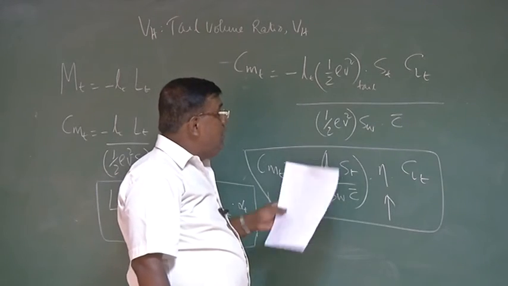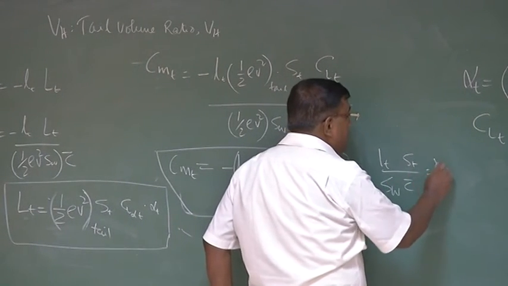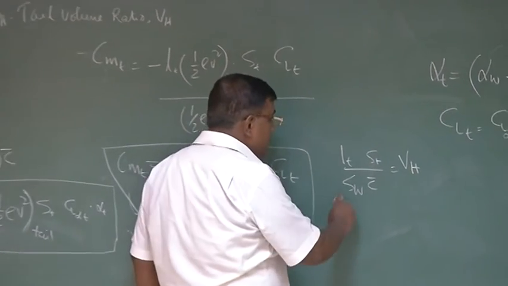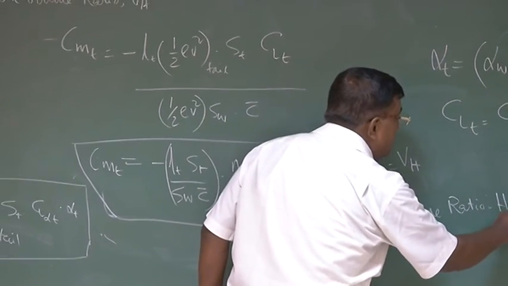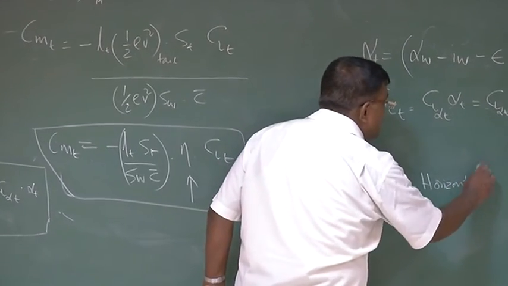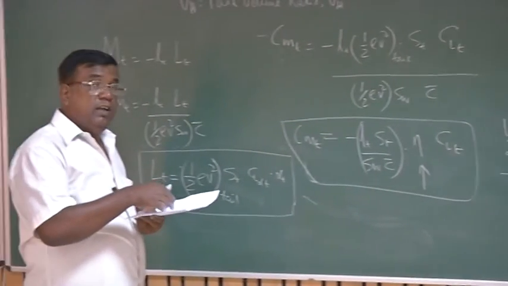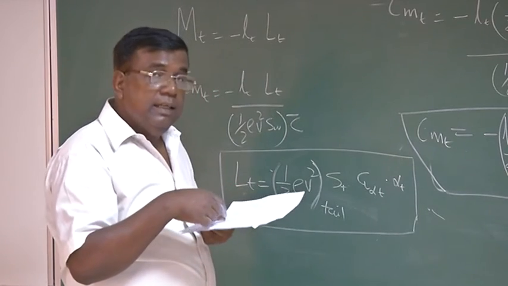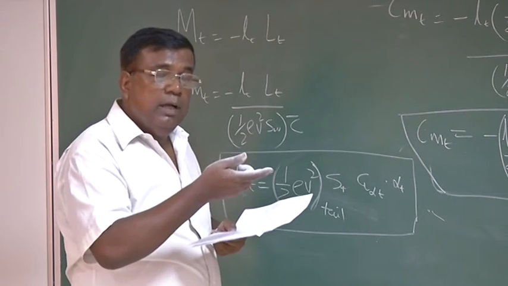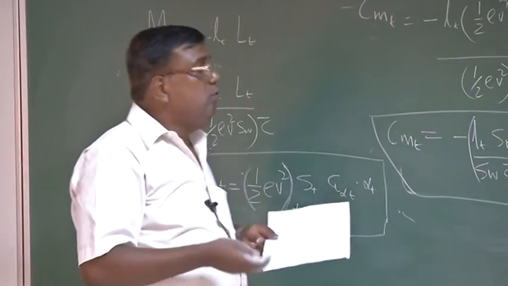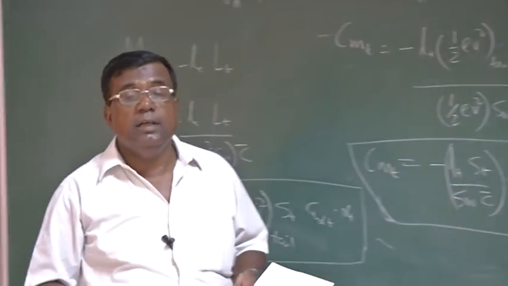And the magnitude of static stability will depend upon this ratio LT ST by SW C bar, which is also called the tail volume ratio, or horizontal tail volume ratio. This is for the horizontal tail. You could very easily see that. What is LT? LT is the distance of the AC of the tail from the CG. So if I increase this LT, the restoring moment will increase, or for a given LT, I can increase the area of this tail, then also this LT into ST will increase, or increase both, right? So as a designer, if we increase VH, this tail volume ratio, it will increase the static stability characteristics of the airplane.